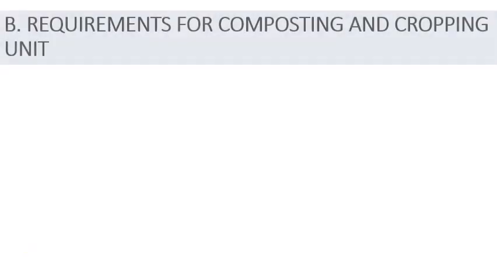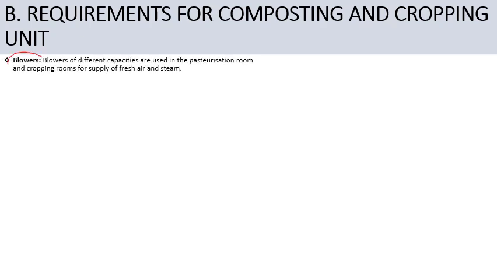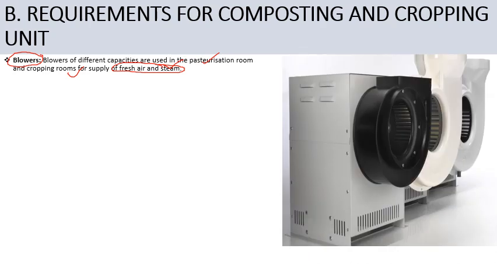Next, requirements for composting and cropping unit. So we have different equipments which are required for composting and cropping units. First is blowers. So the different capacities blowers are used in pasteurization room and cropping rooms for supply of fresh air, steam. So fresh air, steam को provide करने के लिए हम different capacities के blowers use करते हैं to provide fresh air, steam.